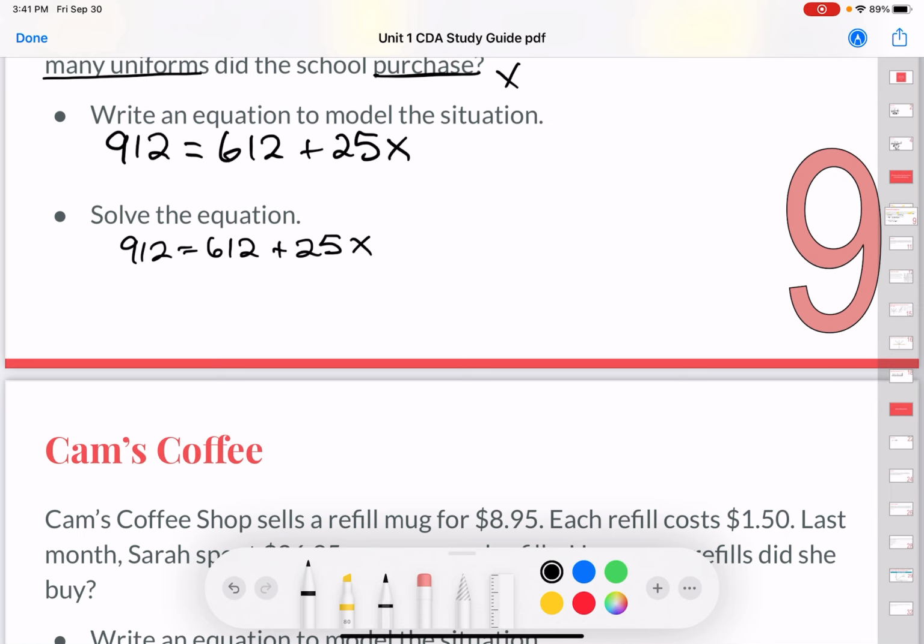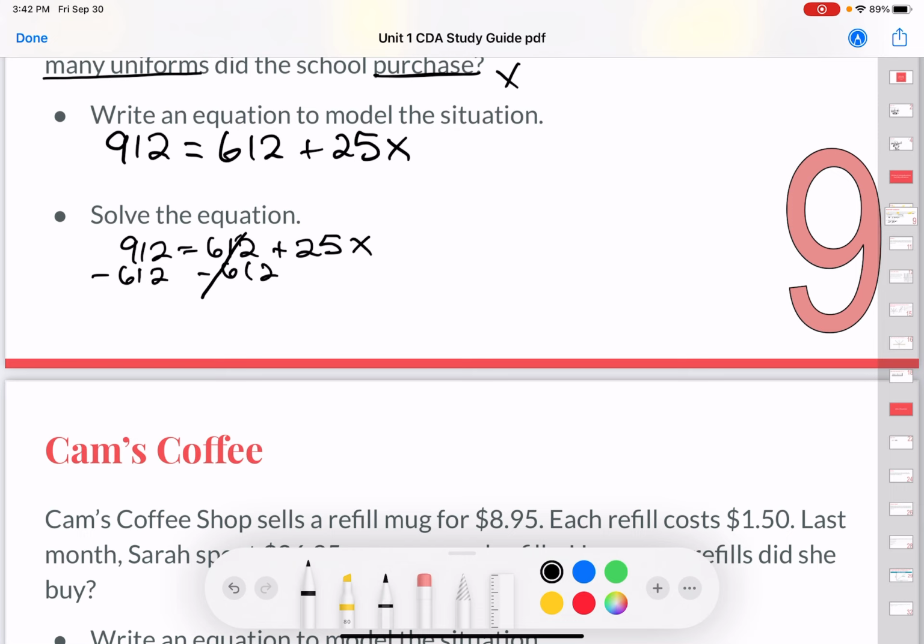There's two things in my way of having x by itself. It's 612, which is being attached by addition, and 25, which is being attached by multiplication. So you'll remember that we deal with addition and subtraction first, and then we deal with multiplication and division second. So I'm going to deal with the 612 by doing the opposite of what's happening. So it's being added, the opposite of that is subtraction. Subtract 612 from both sides, and these cancel, and they made it pretty easy for us with the 12s.